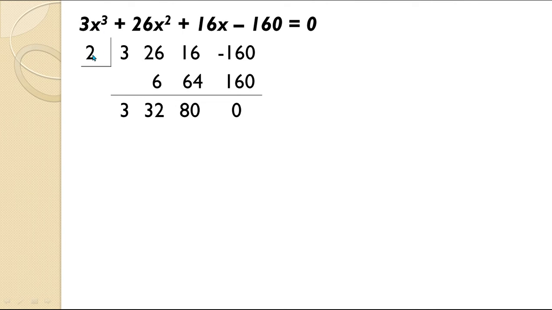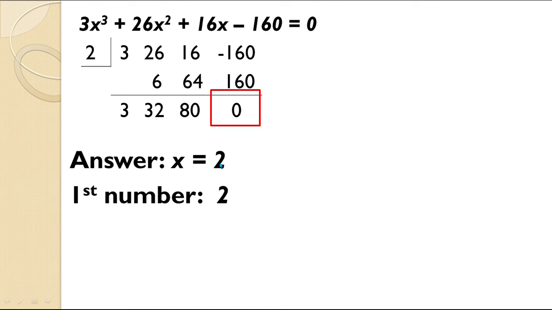Magta-try lang ng mga numbers kung ano yung pwedeng mong gamitin. So, multiply. 3 times 2 is 6. 26 plus 6 is 32. 32 times 2 is 64. 16 plus 64 is 80. 80 times 2 ay 160. Negative 160 plus 160 ay 0. So, yung ating remainder ay 0. Therefore, the answer is 2. And the first number is 2. Bakit 2? Dahil yung first number natin kanina is x. So, yung value ng x is 2.